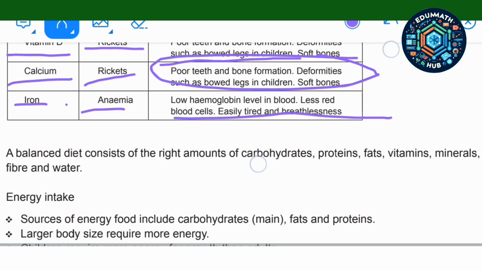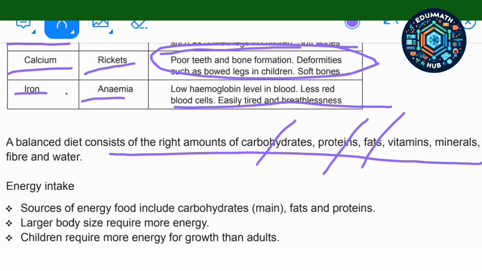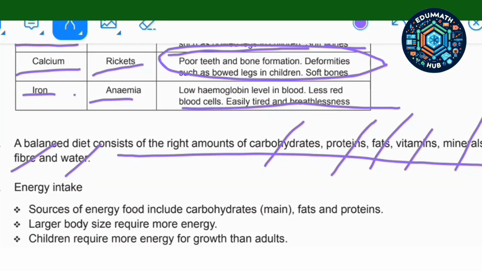So we'll move to the next one, which is a balanced diet. What's a balanced diet? The balanced diet just consists of the major classes of food. Any diet that consists of the major classes of food, that's a balanced diet. The major classes of food are carbohydrates, proteins, fats, vitamins, minerals, fiber, and water. Okay, take note of that.